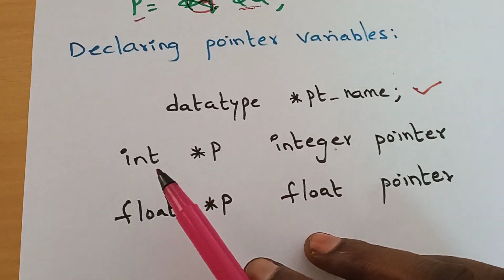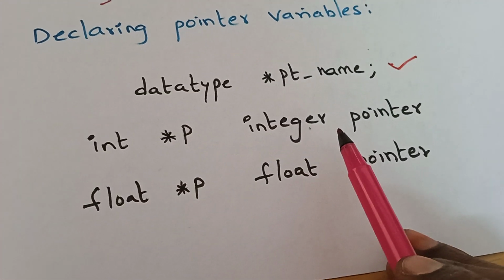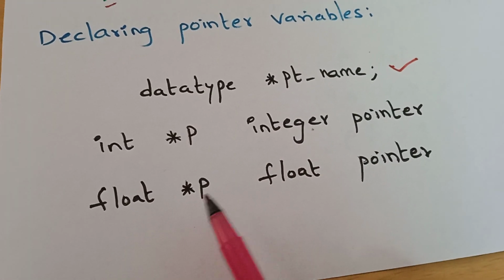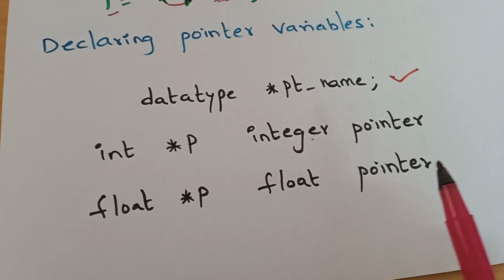Now look at this. int *p is an integer pointer. float *p is a float pointer.